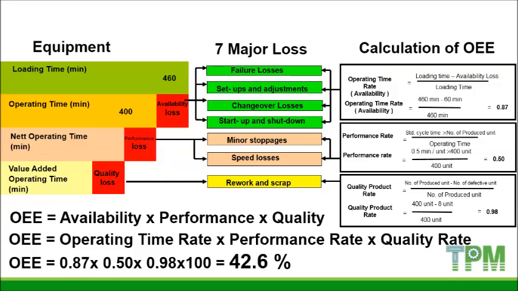Finally, we can calculate the value of overall equipment effectiveness. OEE equals availability times performance times quality. OEE equals 0.87 times 0.50 times 0.98 times 100, which means the final OEE value equals 42.6%.